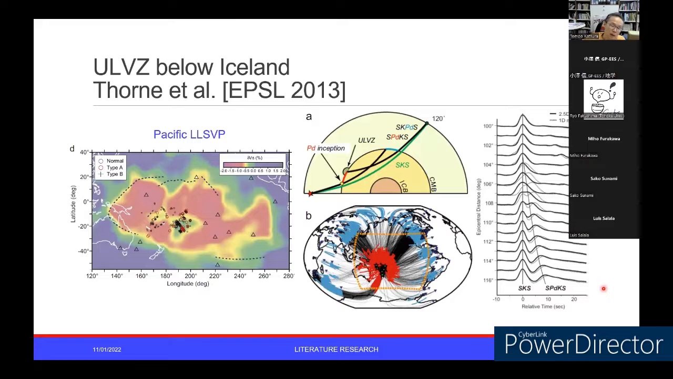And the more robust study was made by Thorne et al. 2013. They observed an outer low velocity zone with the same method as Helmberger et al. 1998. They observed the postcursor of the SKS, which is interpreted as SPdKS.